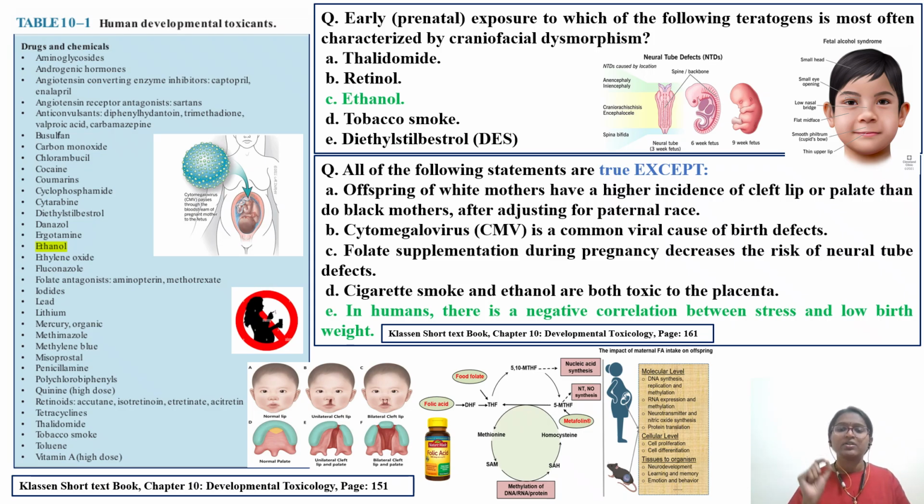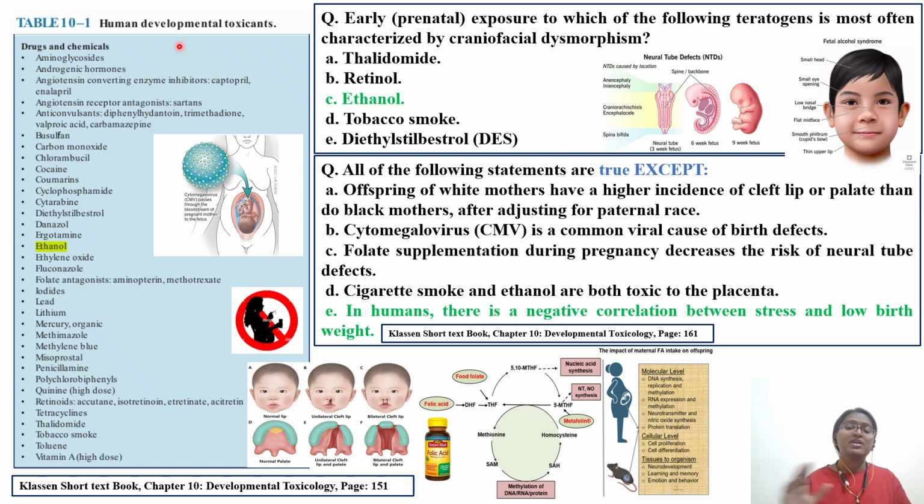How alcohol affects and causes developmental toxicity. They have given one table, Table 10.1. In this table they have given different chemicals, drugs, examples, and metals which are proven to be human developmental toxicants.